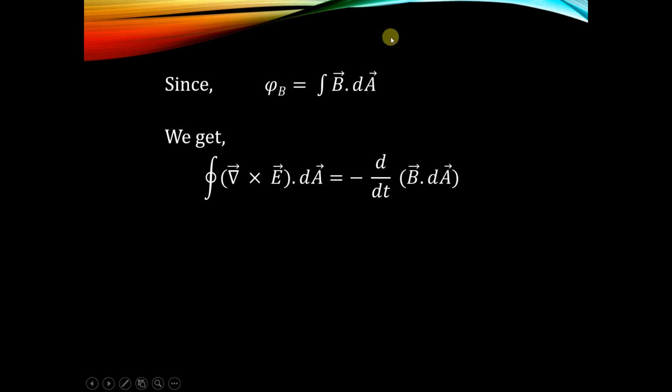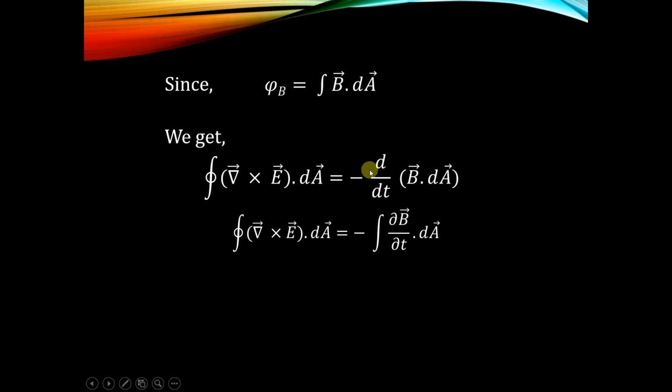We just talked some time ago that magnetic flux is nothing but the integral of the magnetic field through the surface. So phi b can be written as integral B dot dA. Let's substitute for phi b in the previous expression. So we will get integral del cross E dot dA is equal to minus d by dt integral B dot dA.